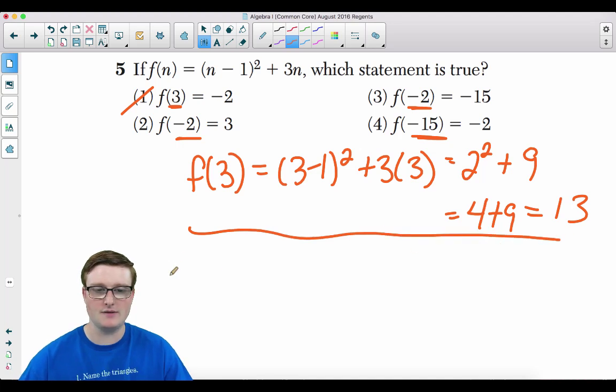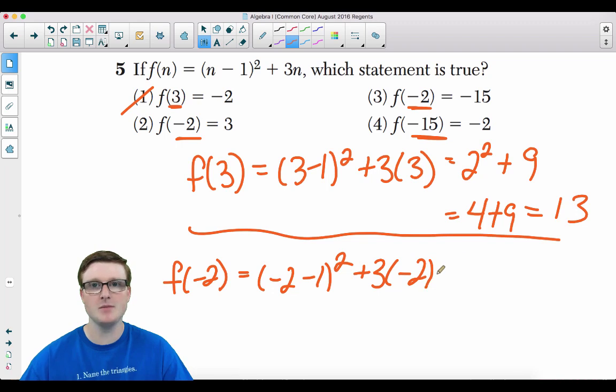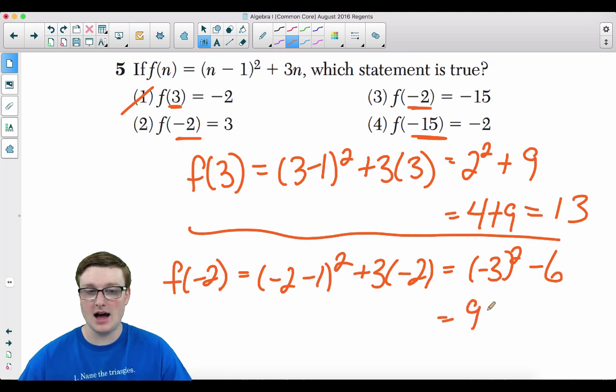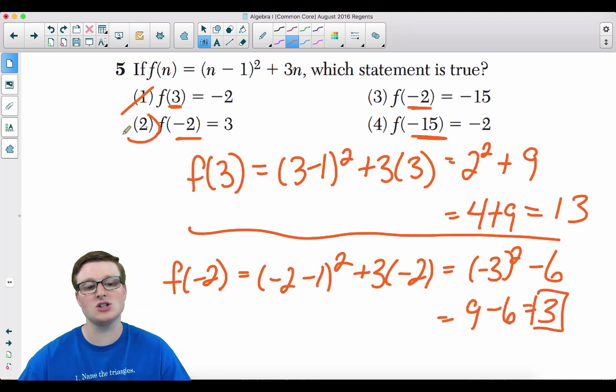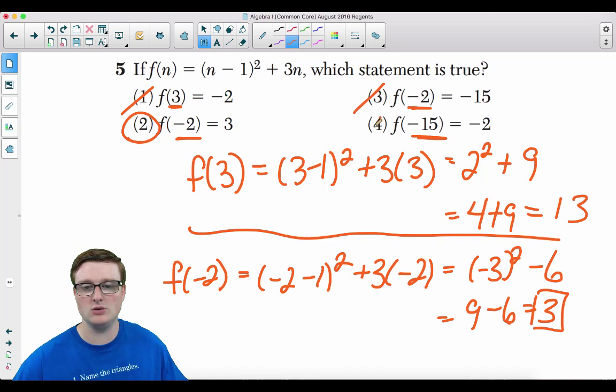Let's try to figure out f of negative 2, which is 2 answer choices that are shown. So f of negative 2 is equal to (negative 2 minus 1) squared plus 3 times negative 2. Okay. That will give you negative 3 squared minus 6. That will then equal 9 minus 6, which is equal to the number 3. And hey, look at that. Your answer is going to be choice 2, because f of negative 2 is, in fact, 3. Choices 3 and 4 make no sense.